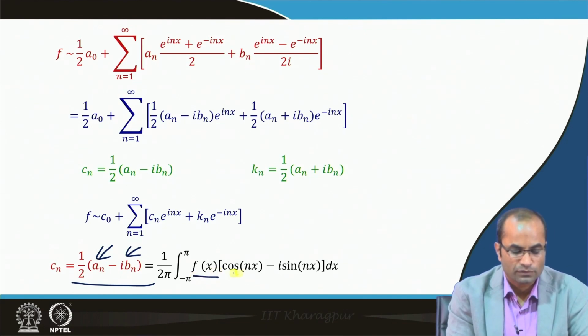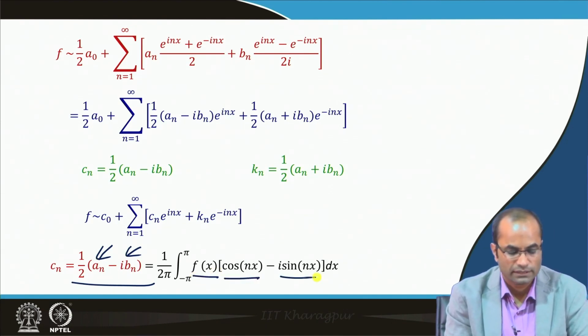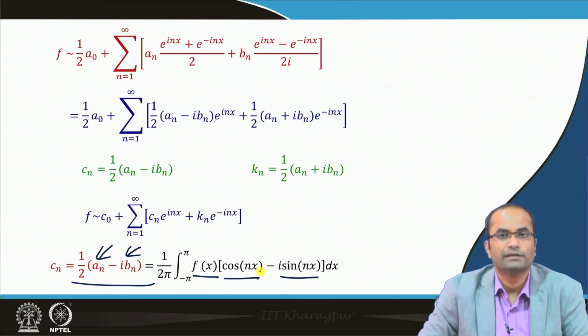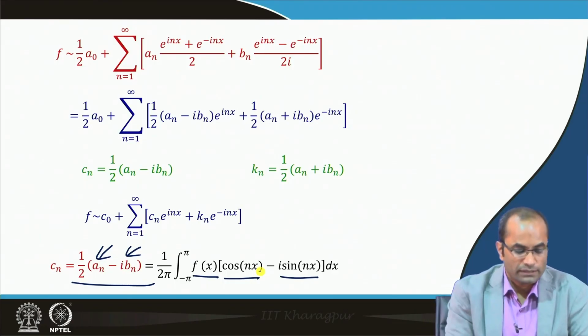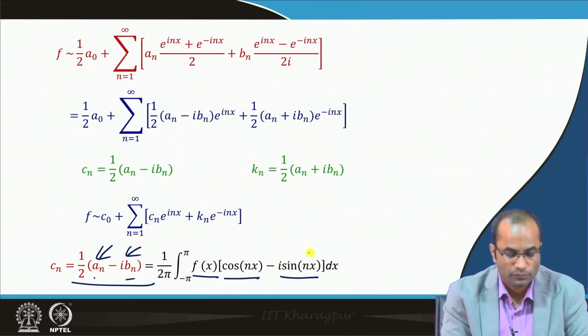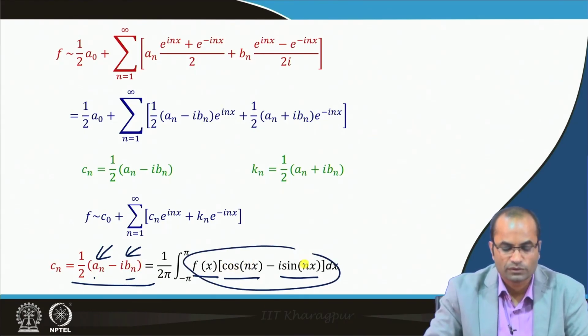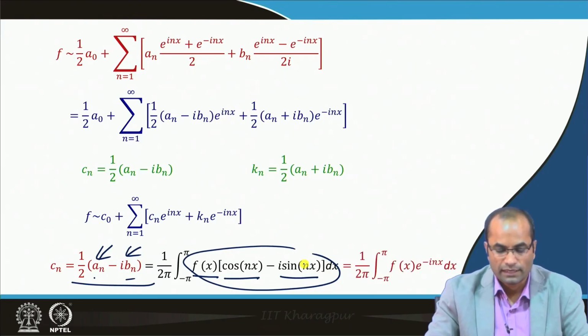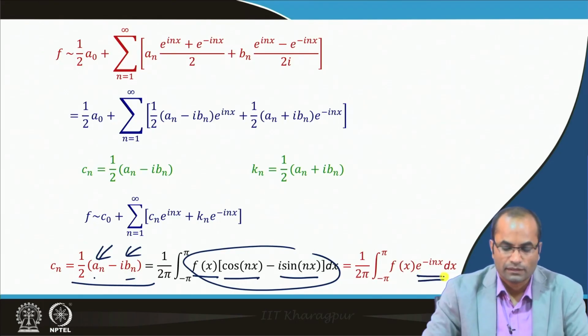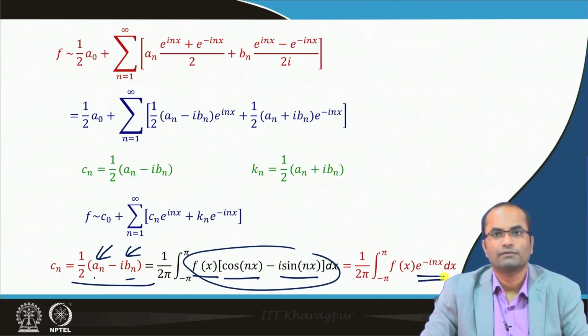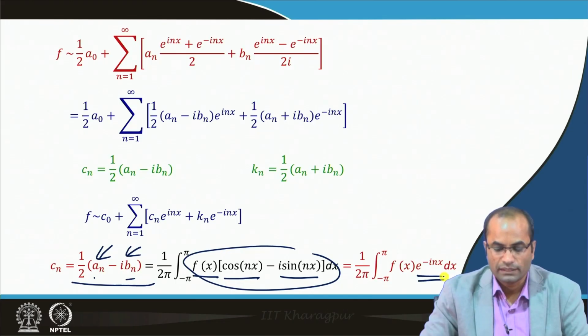So, that was in terms of f(x) cos nx, and the other one, b_n, was this f(x) sin nx. By substituting these a_n and b_n here, we have a more simplified form, f(x)(cos nx minus i sin nx), and this cos nx minus i sin nx we have written again in terms of the exponential function e^(inx), with this integral from minus pi to pi of f(x) e^(inx) dx.